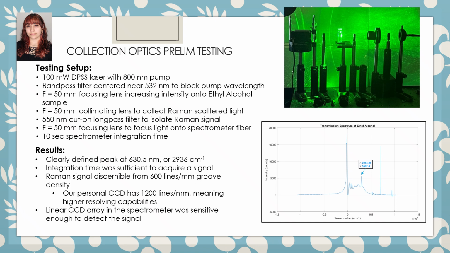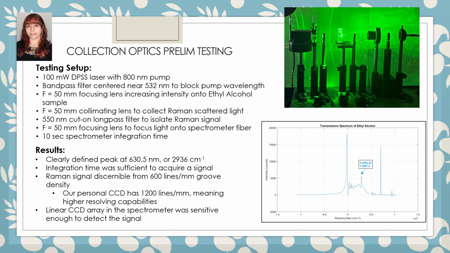To assess the feasibility of our optical design, we created a preliminary setup of our collection optics using only lenses and filters available in the Creo undergrad lab. We tested a transmissive Raman configuration with a 100 milliwatt 532 nanometer laser focused onto a liquid ethyl alcohol sample using a 50 millimeter focal length lens. The resulting Raman signal was collected with another 50 millimeter lens, passed through a long-pass filter, and focused onto a spectrometer fiber with a third 50 millimeter lens.